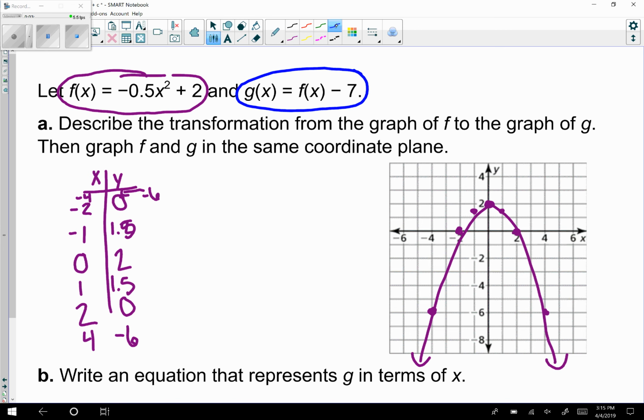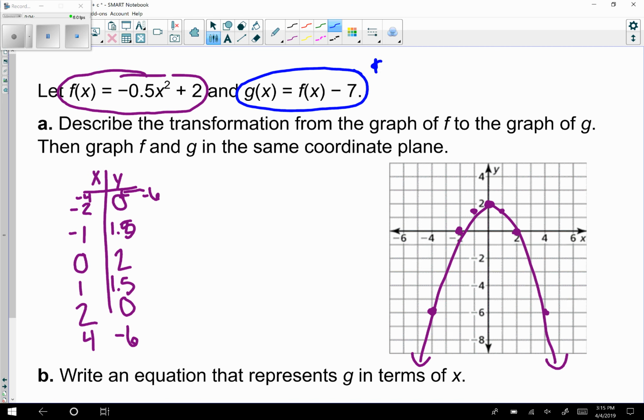Okay. Now, one thing, talking more about the shape and understanding the characteristics of parabolas: notice how this one is opening down and it's negative. Anytime you have a negative parabola, it's going to open down instead of opening up.